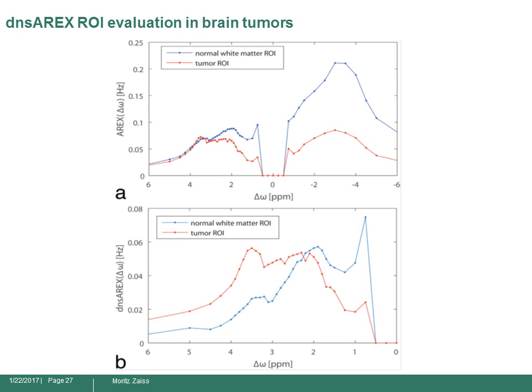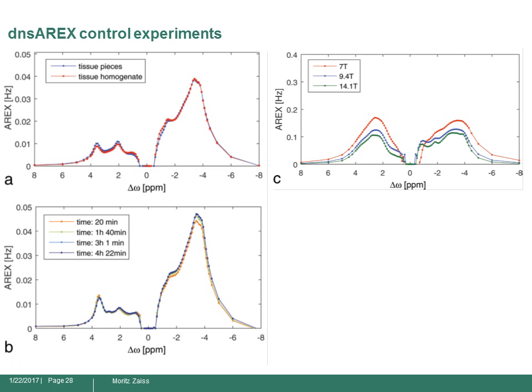So with this, we wanted to evaluate all the data, but first I want to show you that we also checked for other influences. So we did some control experiments. So first of all, we looked into tissue pieces. So from this pig brain example, if we use pieces of the brain or homogenate, does this change? Because it can change the mobility, but it actually did not change the CEST effects too much.